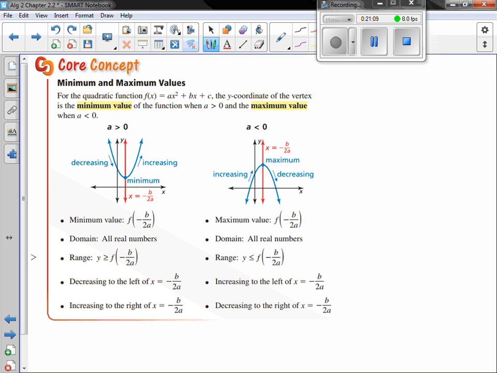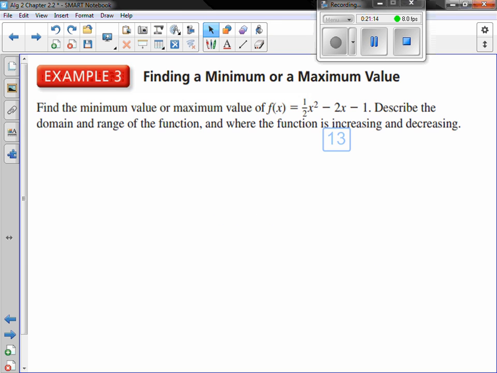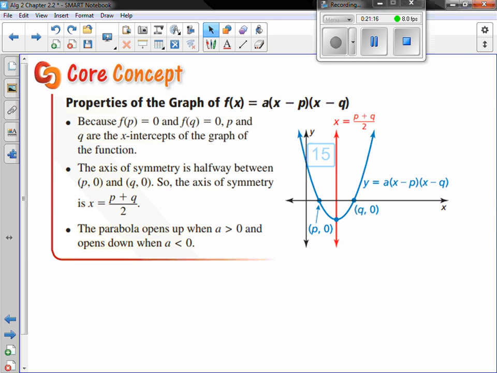And there's some other properties to it about decreasing, range, domain. But we're not going to worry too much about those there. Now, the last thing we're going to look at is this here.